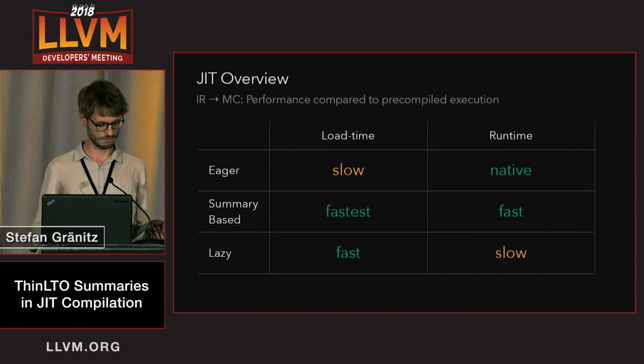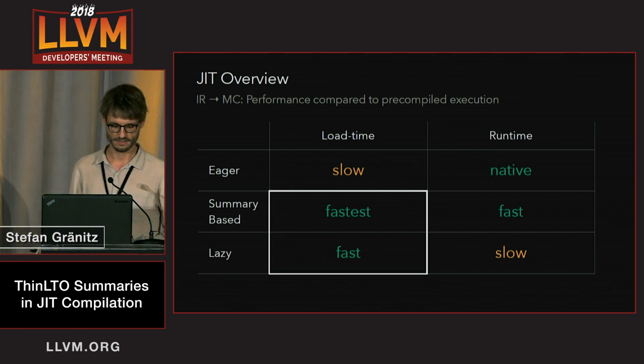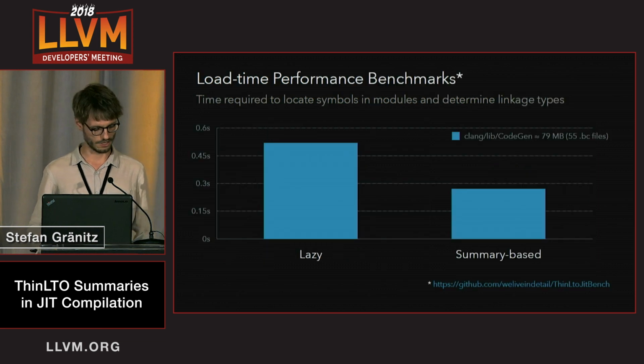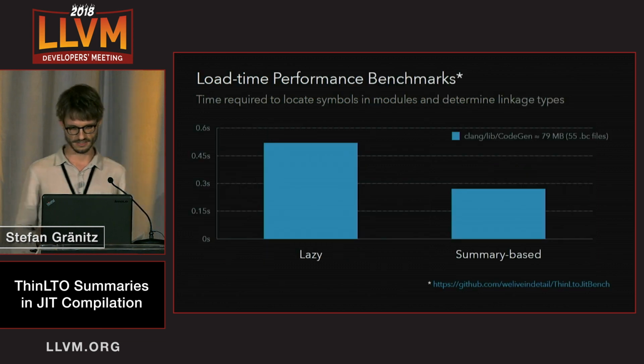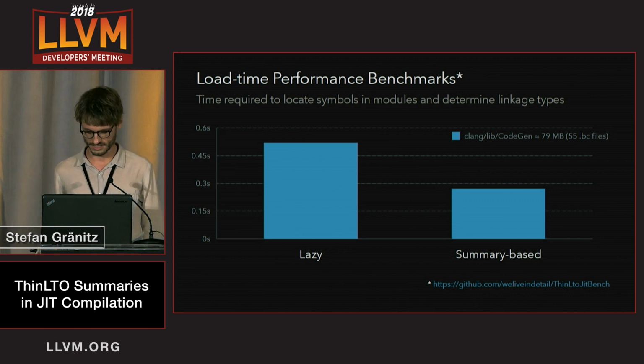Let's have a look at the load times first. In order to know which functions exist, where they are defined, and what linkage type they have, a lazy JIT parses bitcode, at least partially. On the example of the Clang CodeGen library, this takes around half a second, as we see here on the left.